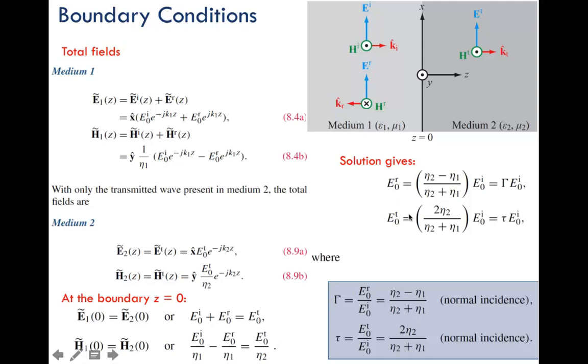And from the coefficients that are functions of eta 1 and eta 2, we can express a reflection coefficient and a transmission coefficient respectively. So gamma, the reflection coefficient, is equal to the term in the parentheses in the first equation, and tau, the transmission coefficient, is equal to this term. So for normal incidence, that is the reflection and transmission coefficient. Once again, this is in lossless media. Both medium 1 and medium 2 are lossless. They're both non-magnetic.